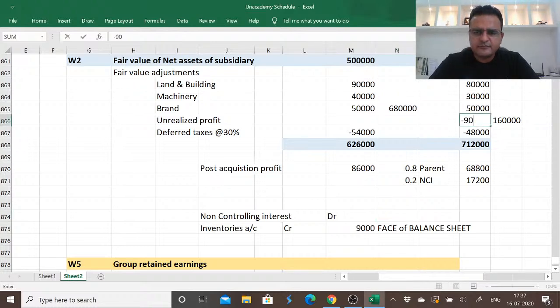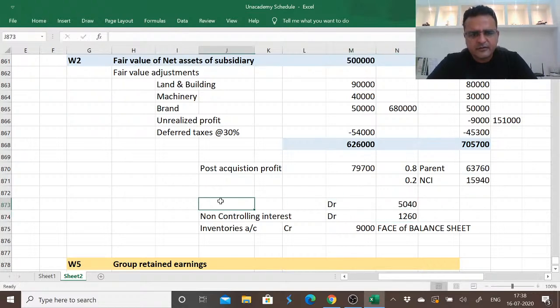17,200 minus 15,940, 1,260, and 68,800 minus 63,760 is being debited as group retained earnings.